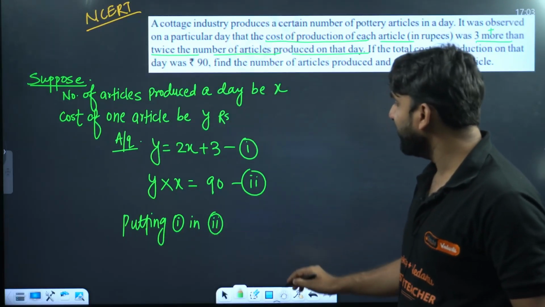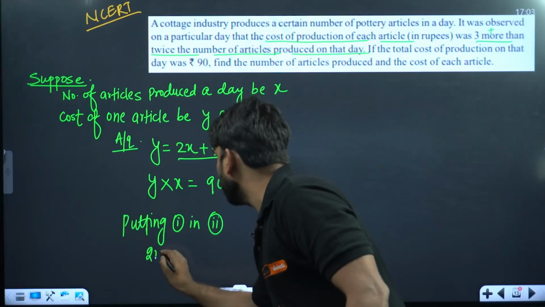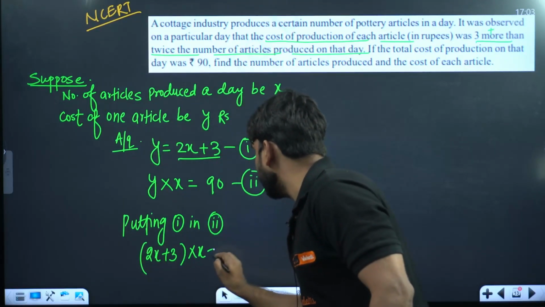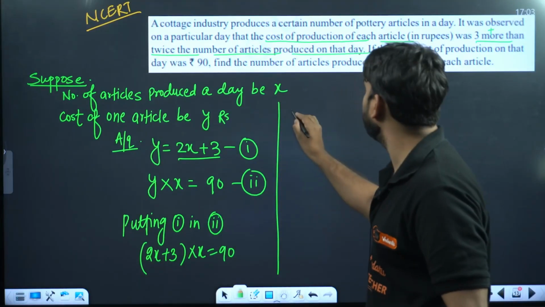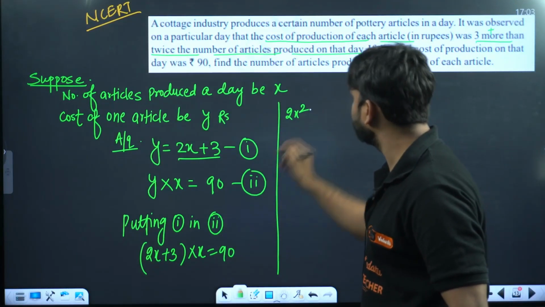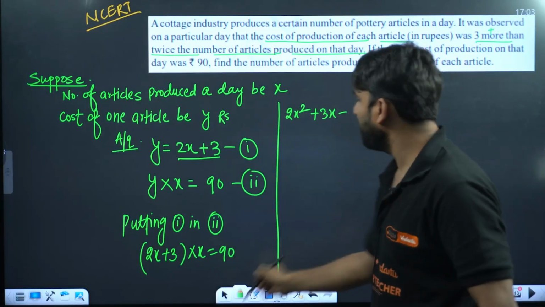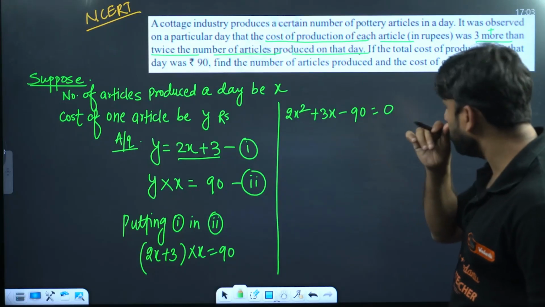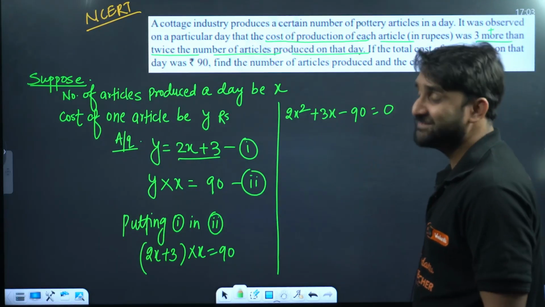So what will be the scenario? In place of Y, we can put this 2x. So this will be 2x plus 3 into x, which is already there, is equal to 90. So 2x into x will be 2x square, and 3x will be there. 90 can be taken to that side. We cannot take anything common here. So this is the equation: 2x square plus 3x minus 90 equals 0.